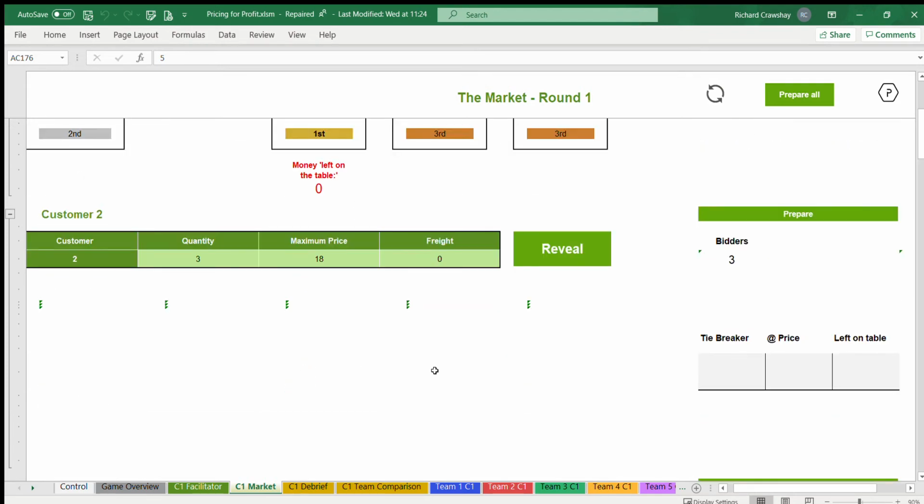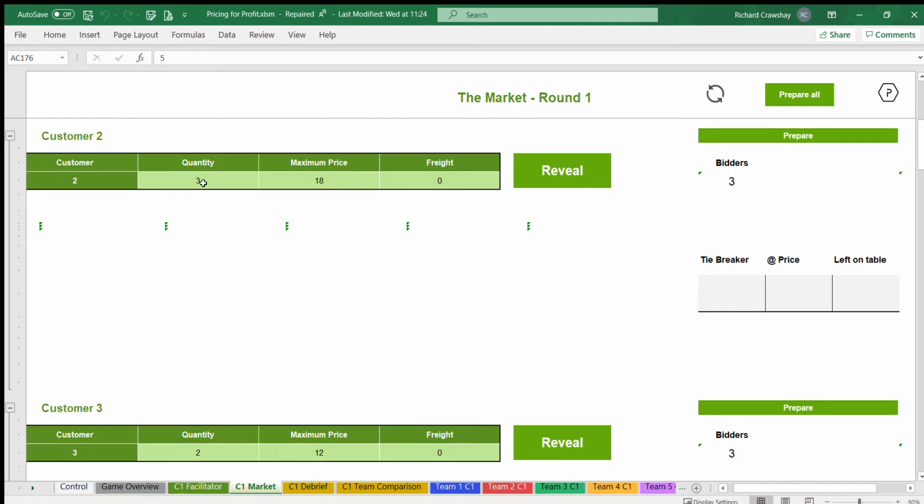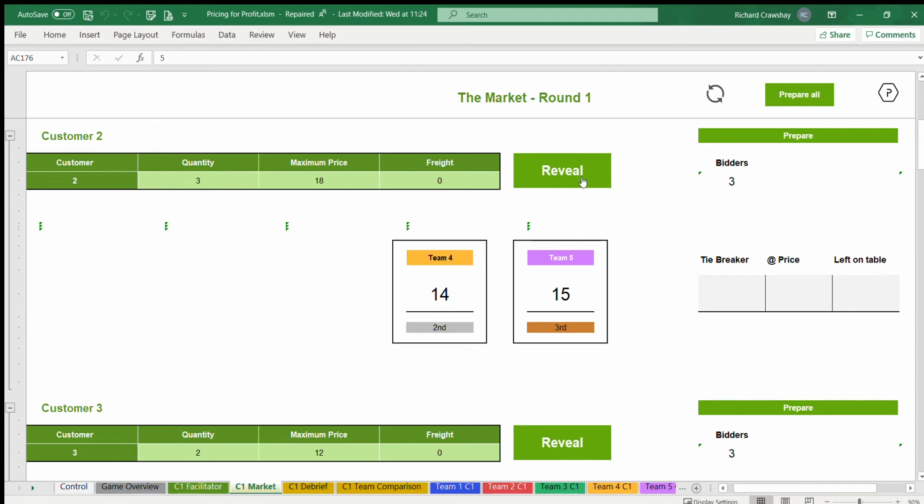Moving on now to customer number 2. Customer number 2 wanted a quantity of 3, maximum selling price of 18, and there was no freight charge. 3 bidders. Let's see. In third place, Team 5 with a bid of 15. In second place, Team 4 with a bid of 14, which means the winners are Team 1 with a bid of 12. That's excellent. Well done, Team 1. But we can see that Team 1 actually left 1 on the table. They could have bid 13 and they would have still beaten Team 4 into second place.